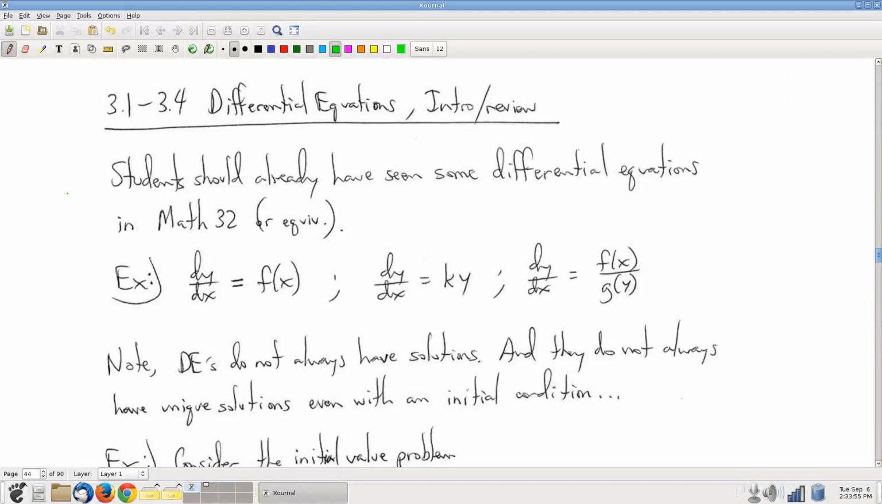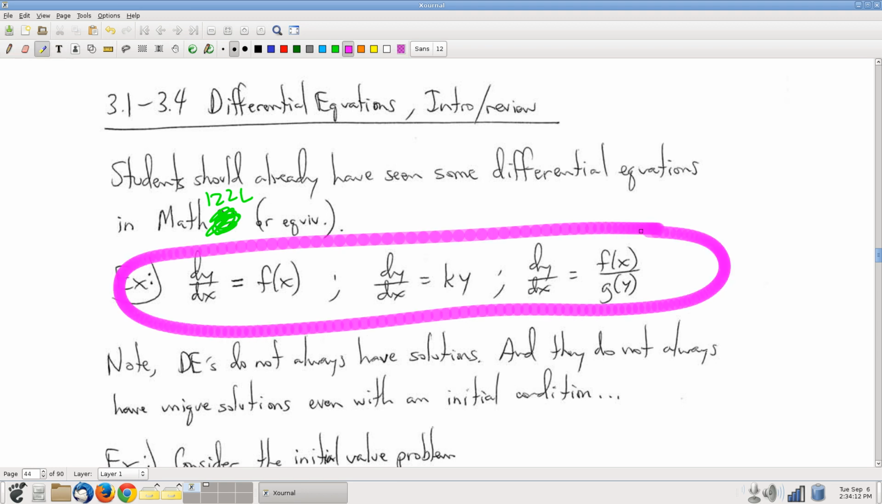So we're going to start our study now of differential equations. Students have probably seen some differential equations before in a course like Math 122L here at Duke, possibly Math 112L. Some of the differential equations that you've seen before are things of this sort, and we won't review here how to solve those kinds of differential equations.